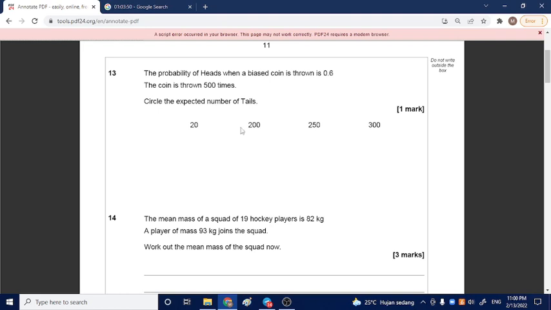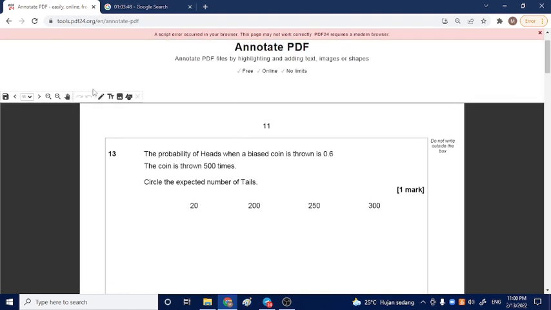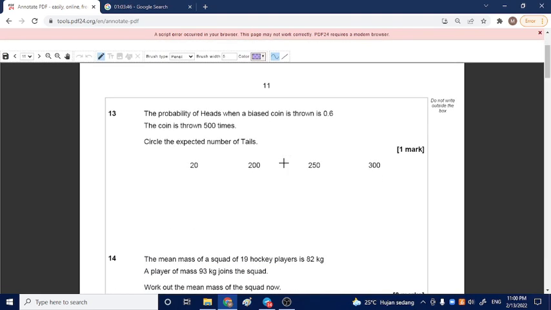Probably biased. Wow. Circle the expected number of tails. Head 0.6, that means tails is 0.4. 500 times 0.4 would be 200. Okay. I don't need to explain how I get 200, right? Yeah, 500 times 0.4, count it yourself.